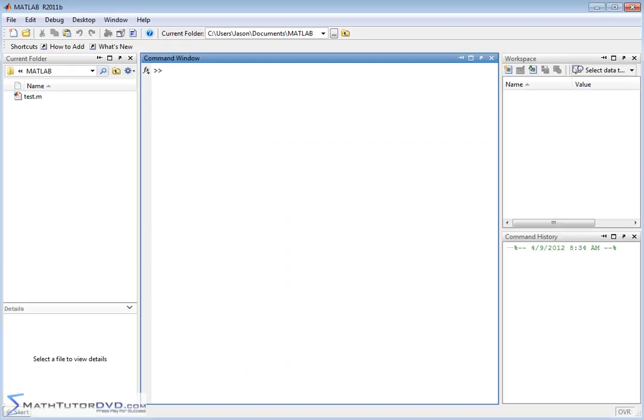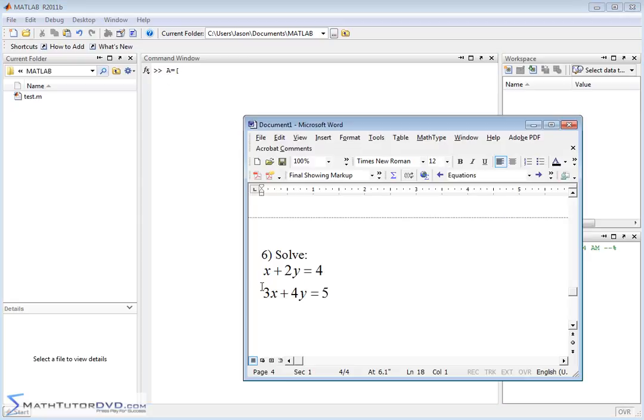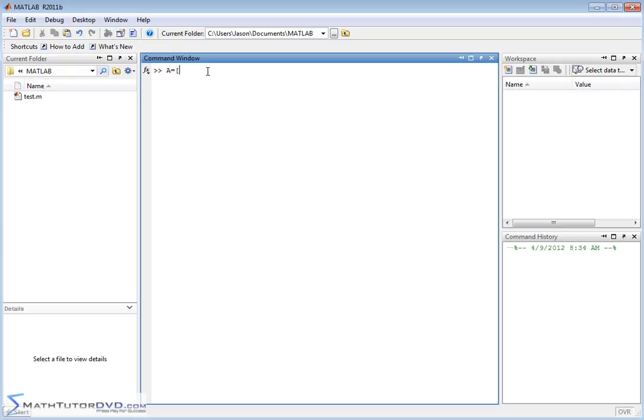So let's first define the left-hand side of this equation. For the matrix A, we're going to use capital A. You can use any variable that you want. What we have is x plus 2y, so to represent that, it would be 1 space 2. That's the first row of the matrix, representing the top equation.